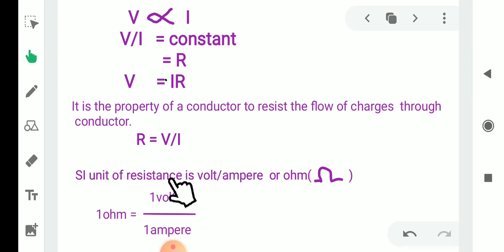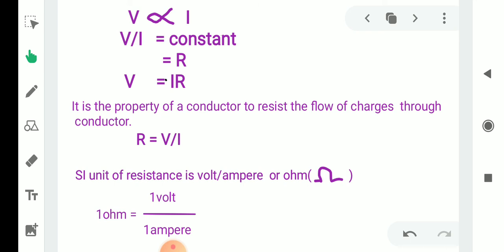So if you remember that 1 ohm is equal to 1 volt divided by 1 ampere, then you can easily state the definition of 1 ohm. Once again, the resistance of a conductor is said to be 1 ohm if 1 ampere of current flows through it when a potential difference of 1 volt is applied across the ends of the conductor.